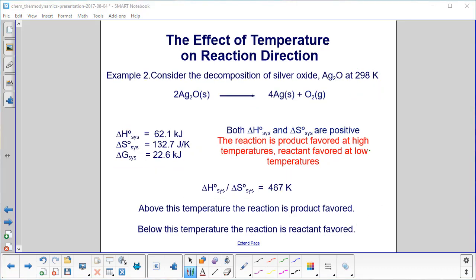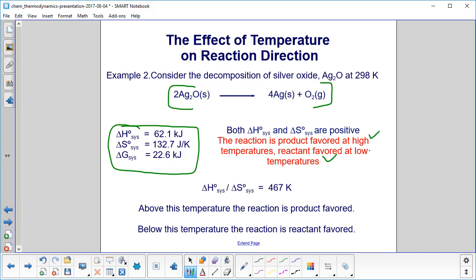One example is never enough. So here's example 2. We have silver oxide decomposing into silver and oxygen. We have our enthalpy, entropy, and Gibbs free energy information here. Notice they're all positive, although we're not really using Gibbs at the moment. Since the entropy and enthalpy changes are both positive, the reaction will be product favored at high temperatures, reactant favored at low temperatures. And high and low is interesting, but we really want to quantify that.